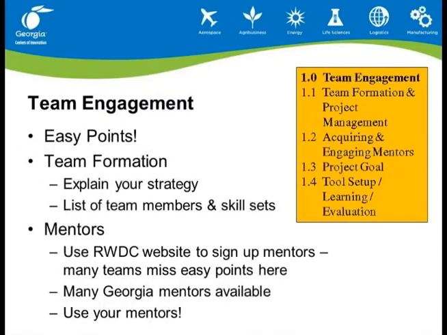So the first area, team engagement. And when we talk about these different areas, you're going to see the orange boxes over on the right-hand side that give you the outline. This outline is exactly what comes out of the scoring rubric. Again, that's the best way to do this. Team engagement 1.0. This is easy points.